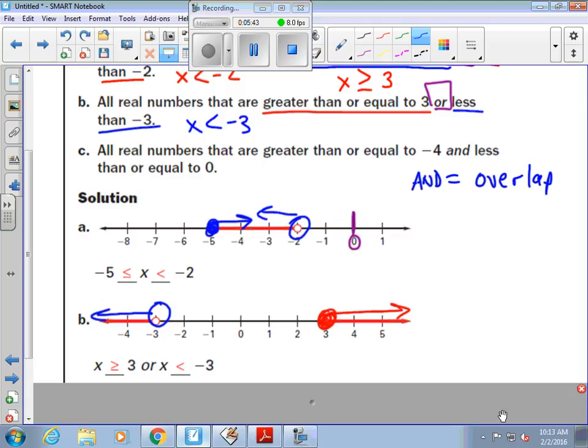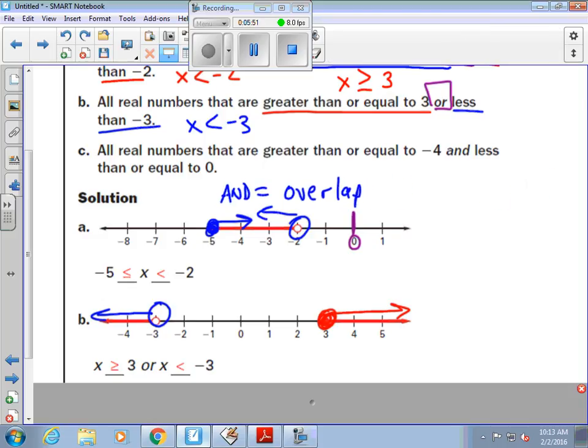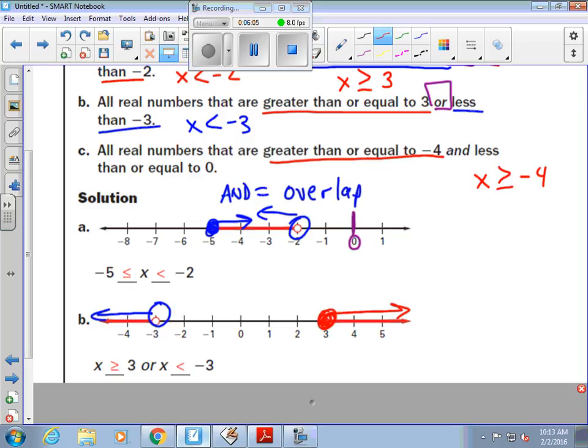And the last one, C, says all real numbers that are greater than or equal to -4 and less than or equal to 0. So right here we have greater than or equal to -4. Just put x and put -4, and then decide which symbol goes in the middle. Greater than or equal to, the big mouth eats the x, and "or equal to" means the line goes under it. And less than or equal to 0.